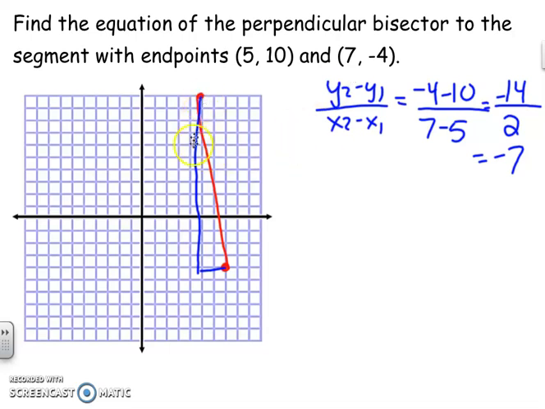Okay, so what I could do, can I delete that blue line? Okay. You can actually start from this and go down 7, 1, 2, 3, 4, 5, 6, 7, over 1, and I actually drew my line pretty nice.